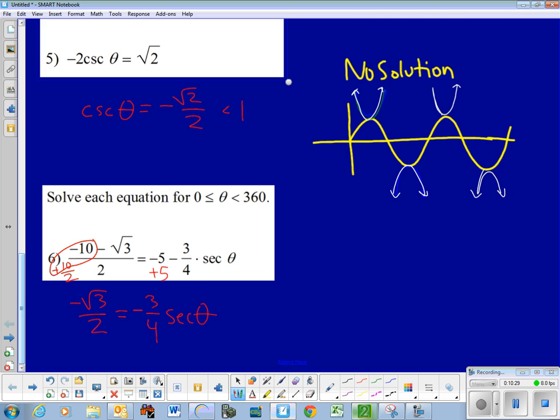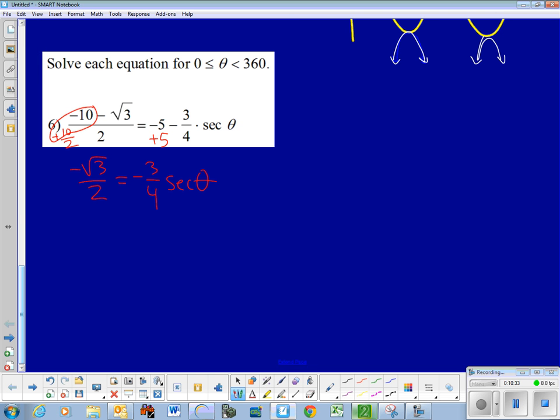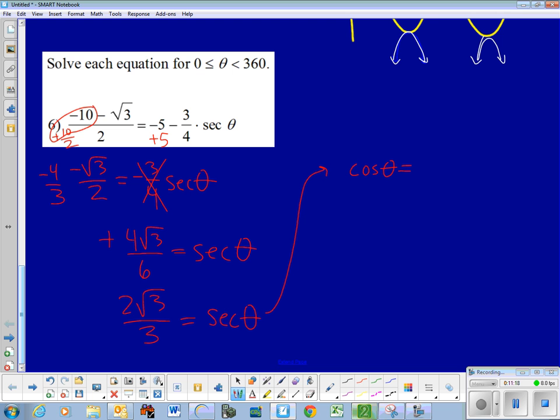Still working on isolating the trig function. I'm going to multiply by negative 4/3 to cancel the negative 3/4, and I get positive 4 times the square root of 3 over 6 equals secant theta, or 2 radical 3 over 3 equals secant theta. And that should be a familiar value, 2 radical 3 over 3. Not as familiar as the other ones, but when we start flipping them over and rationalizing, this is what we can get. So at this point, secant is the reciprocal of cosine. So if secant equals this value, cosine must equal 3 over 2 times the square root of 3.